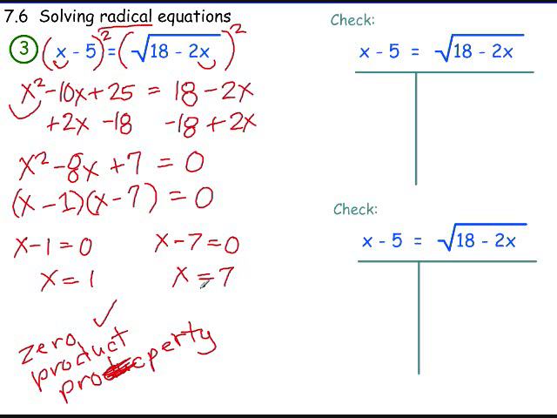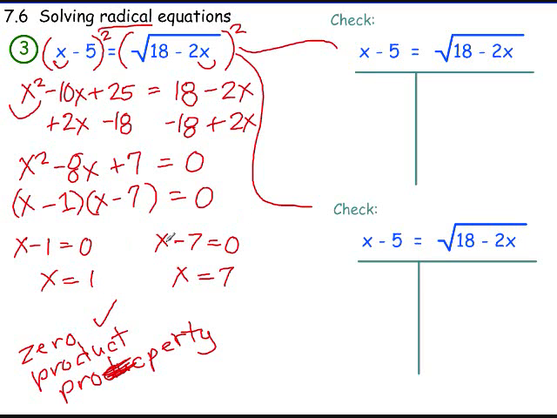Both of them positive. You notice I have taken the equation we've been working with, and I've got two places to check it. Right there and right there. That's because I already knew we were going to come up with two possible answers. We're going to check each one of them.